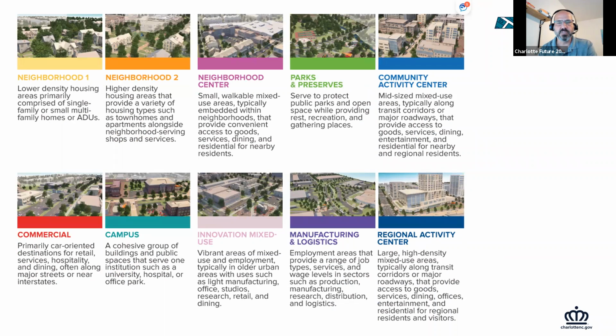So these are the 10 place types that were adopted as part of the comprehensive plan. It ranges from Neighborhood 1, which is primarily low density housing and comprises some small multifamily units and ADUs, but it's mainly single family and low density, all the way to a Regional Activity Center, which is Uptown Center, which is your highest, most intense, high density mixed use area, typically around transit corridors and major roadways. And all these place types were adopted as part of the comprehensive plan and is what the 2040 policy map is now mapping.